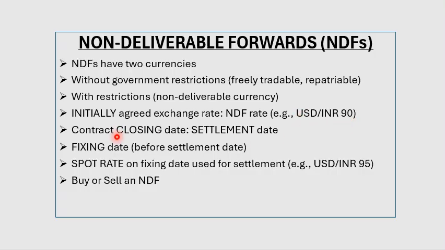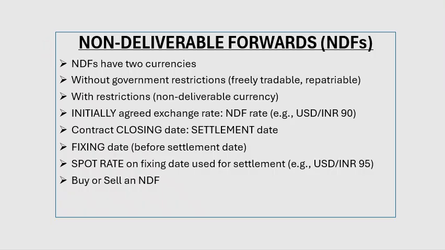A date in the future on which the contract will be closed is called the settlement date. There is a specified fixing date, which is a few days before the settlement date. The spot rate on this fixing date is used for settlement. For example, USD INR 95 can be the rate for settlement, which is the spot rate on the fixing date. A trader can buy an NDF or sell an NDF. Of course, the counterparty will be doing the opposite.